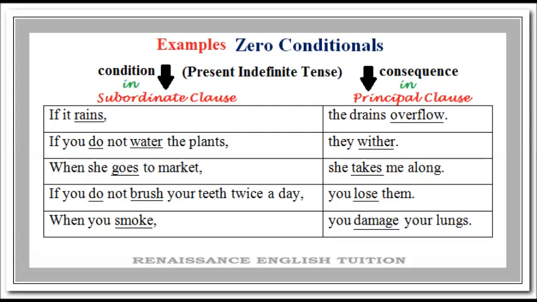The clause with if or when contains a condition, which when fulfilled causes something. Therefore the clauses with if or when are called conditional clauses, and they are always subordinate or dependent clauses. The result or the consequence or the outcome makes the independent or main or the principal clause. The important point to note is that in zero conditionals, both the clauses are in the simple present or present indefinite tense or imperative form.